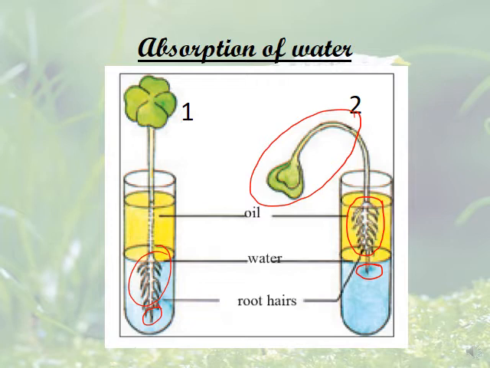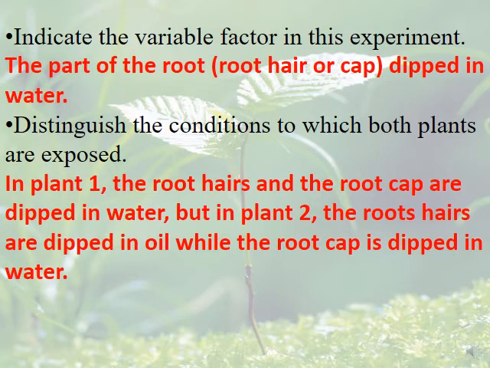So here the variable factor is the part of the root which is dipped in water, whether the root cap or the root hairs. Whenever the root hairs are placed in water, it grows well. Whenever the root hairs are placed in oil, it dies. Conditions: in plant 1, the root hairs and the root cap, both of them are dipped in water, whereas in plant 2, the root hairs are in oil and the root cap in water.